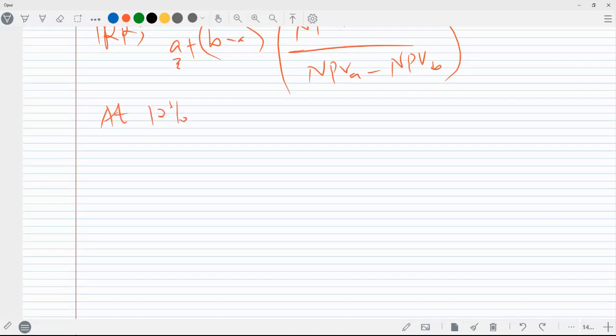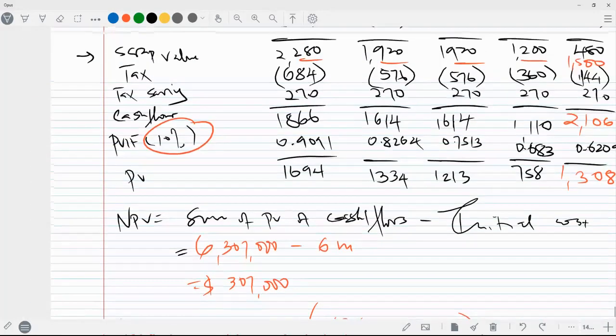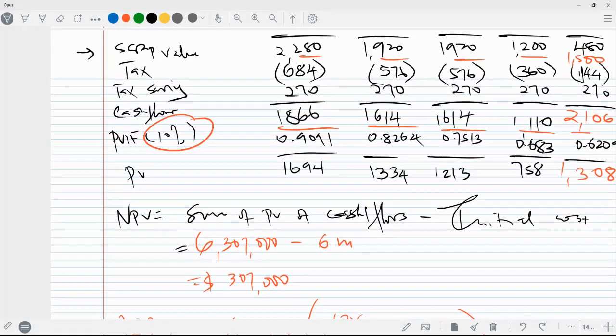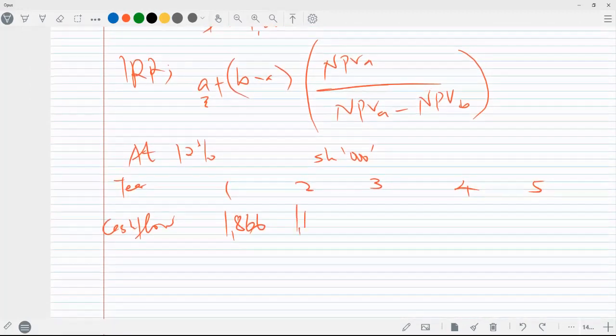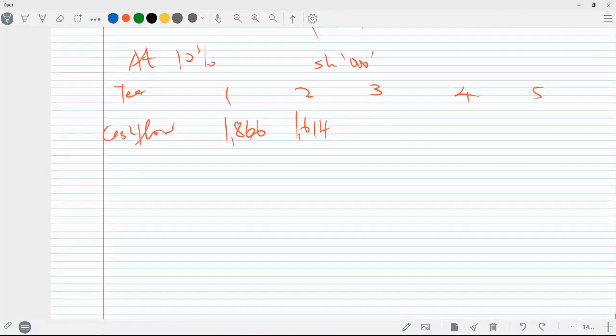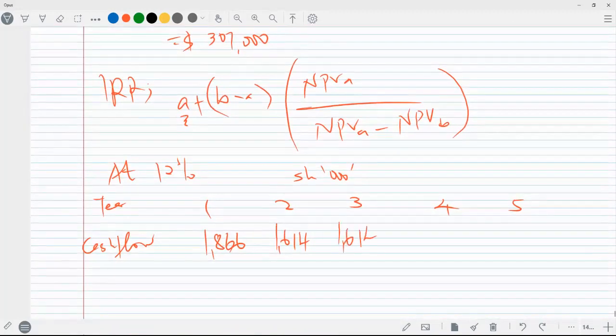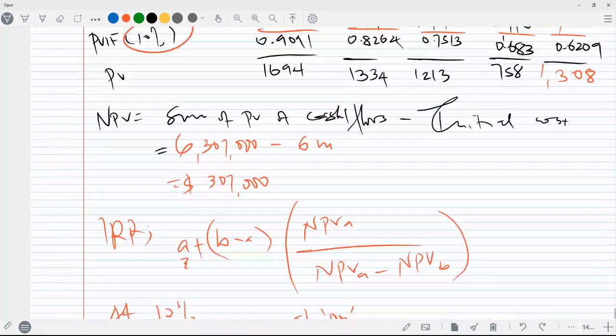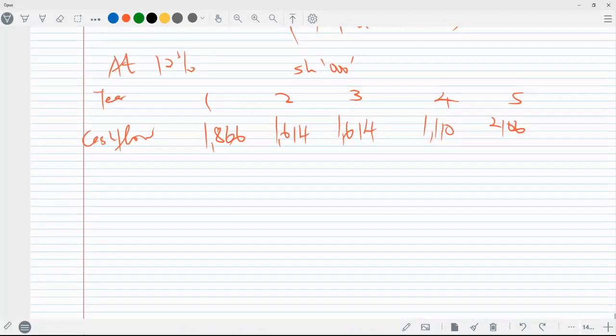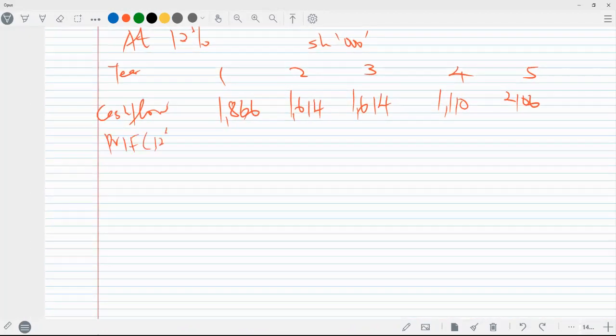At 12%, the NPV will be equal to, you have year 1, year 2, year 3, year 4, year 5. These are cash flows. We're going to show how you got the NPV. Cash flow for year 1, 1866. Year 2, 1614. Year 3, 1614. Year 4, 1110. Year 5, 2106. Then cost comes back at year 0. This time around 12%.